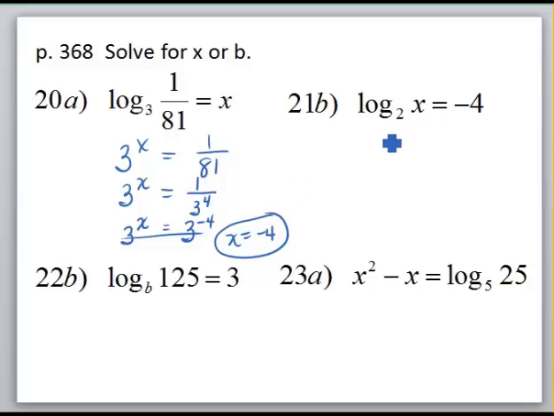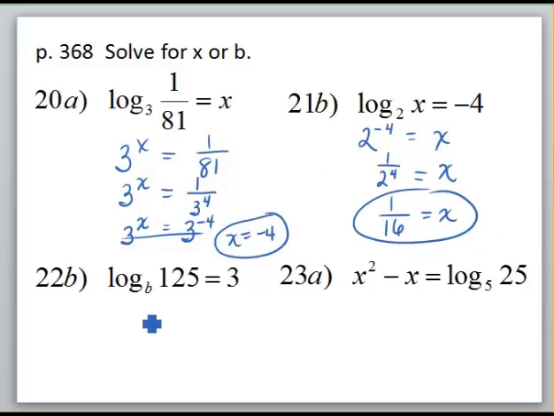The next one here, I'll keep my base of 2. I'll write my exponent of negative 4 equals the x. So x is already by itself. I just need to figure out what this is. 2 to the negative fourth is 1 over 2 to the fourth, which is 1 over 16.